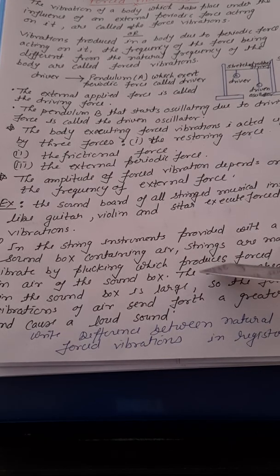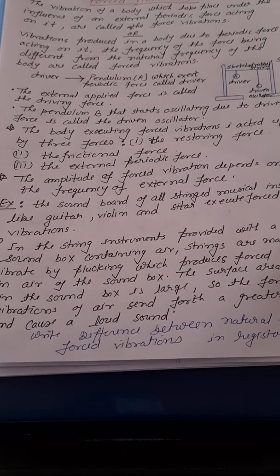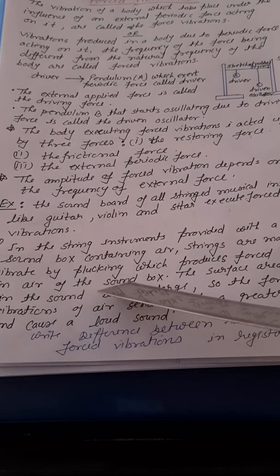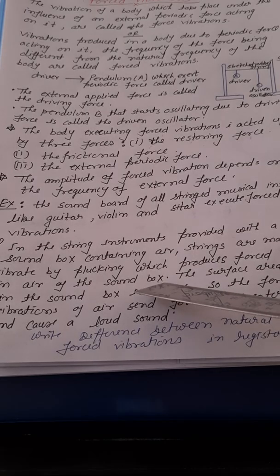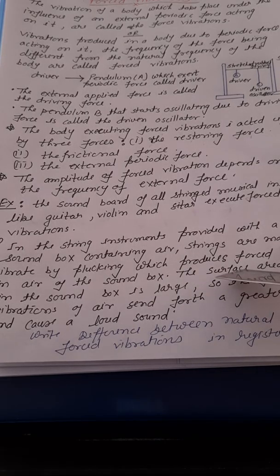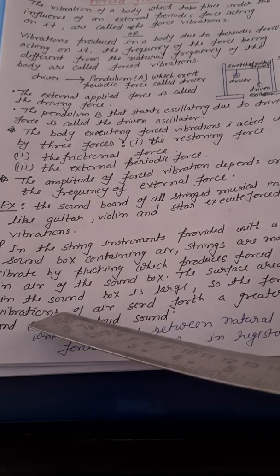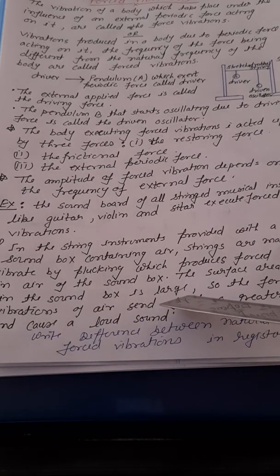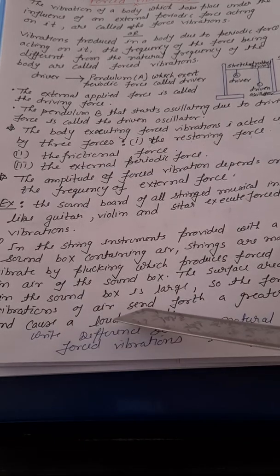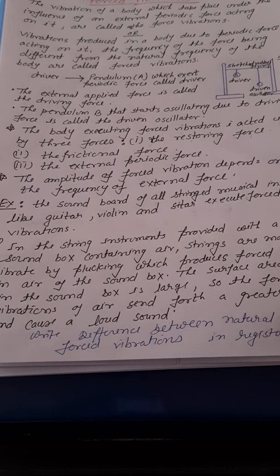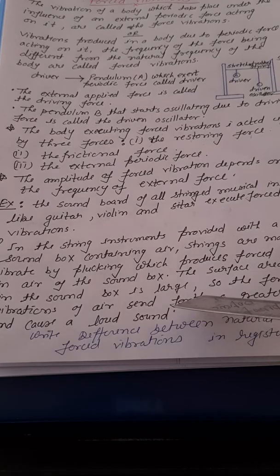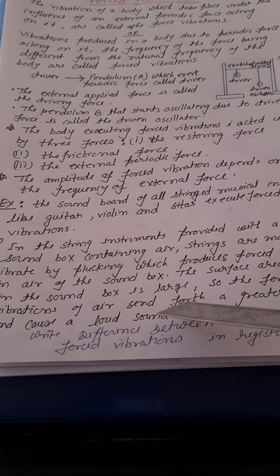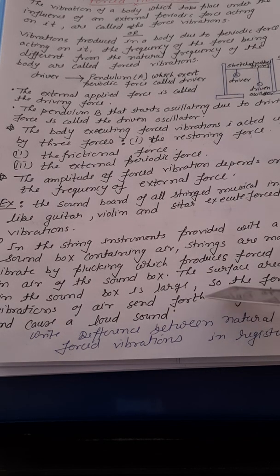Which produces forced vibration in the air in the sound box. Because it is a hollow sound box, there are air molecules, so the air molecules are set into vibrations. The surface area of air in the sound box is larger, so the forced vibrations of air send forth a greater energy and cause a loud sound, because a large number of air molecules are set into vibration, so the sound can be heard louder.